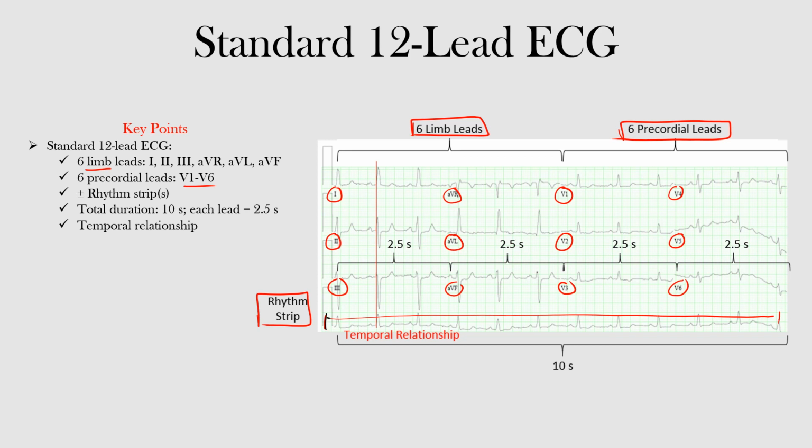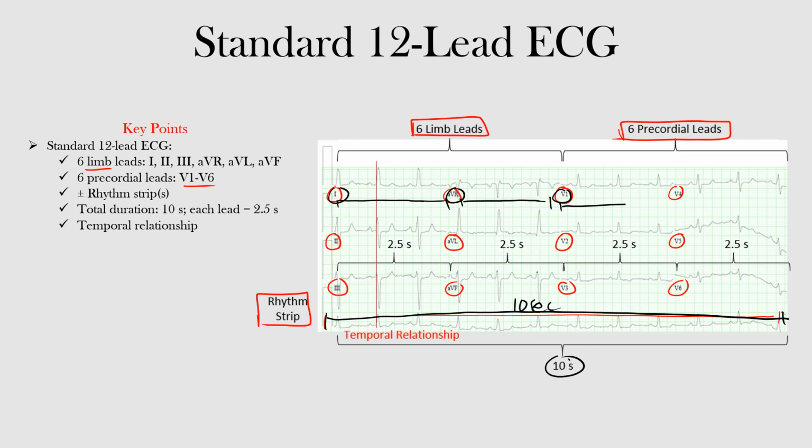Okay, so in this rhythm strip going across, this represents 10 seconds of time. All right, you can see it down here. And what we're saying is that each one of these is broken up into 4 different ones going across. Okay, so here's lead 1, AVR, V1, and V4. And we said time is going across. All right, and when we go up, we're looking at voltage.